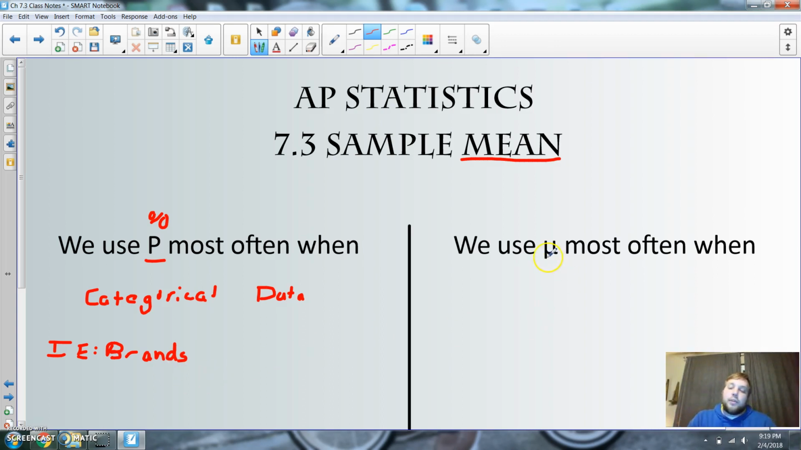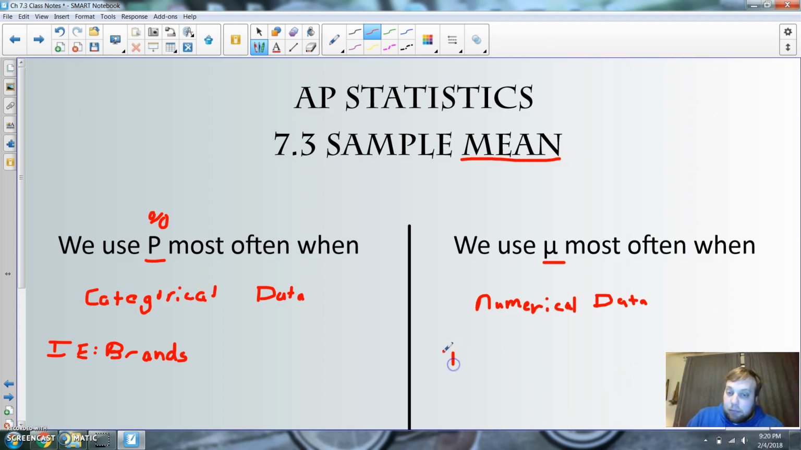All right. When do we use means most often? Well, when we have numerical data. This would be anything with numbers, where we actually get weights, heights, IQ levels, all that kind of stuff. We actually have numbers and we can put them on a number line. And when we have things that are on a number line, we can find the average.